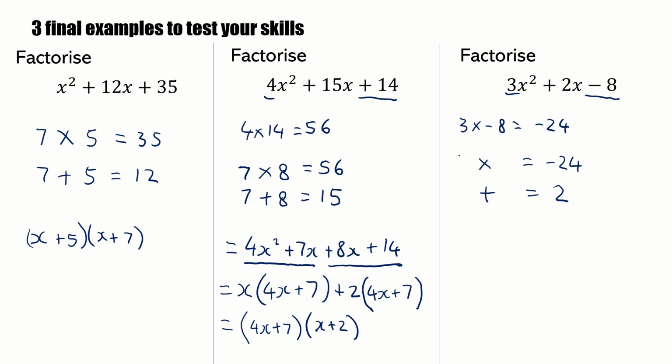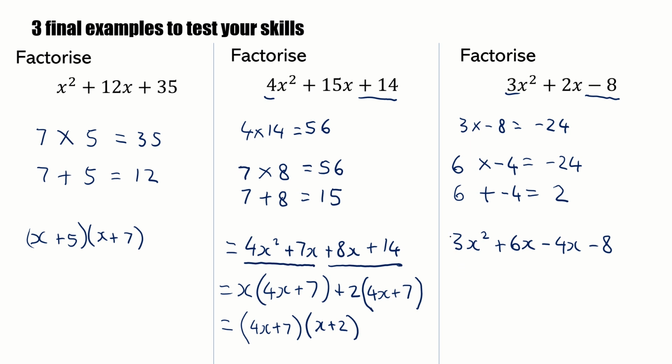Therefore, that means it's going to be positive 6 and minus 4, because then we have the positive and the negative to make the negative 24 overall. But then also 6 plus minus 4, that's the same as doing 6 take away 4, which gets us the positive 2. Right then, we can now do the splitting up. So that will get us 3x squared plus 6x minus 4x minus 8. Okay.